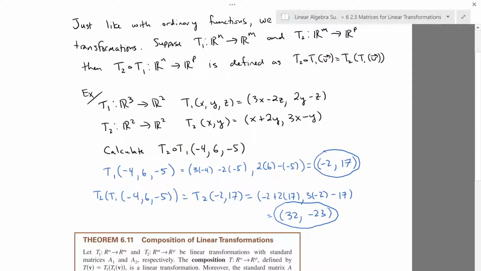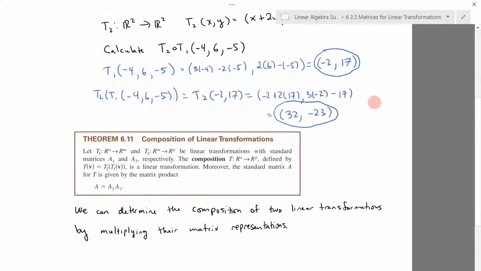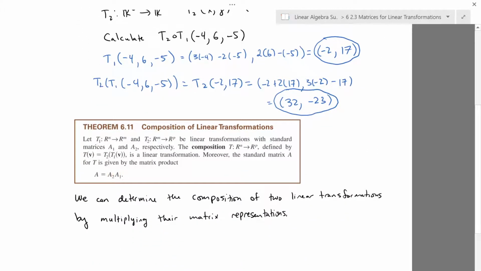Now let's see how composition of linear transformations relates to their matrix representation. It essentially is just given by matrix multiplication. A1 is the matrix representation for T1, A2 is the matrix representation for T2, and composing T2 with T1 is the same thing as multiplying A2 with A1. Notice that from left to right, the order of the transformations is the same as the ordering of the matrices.